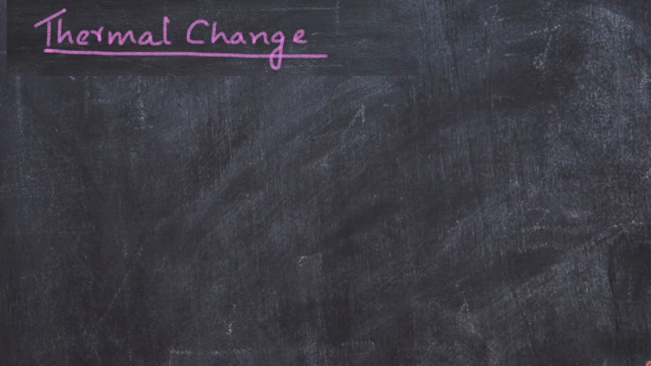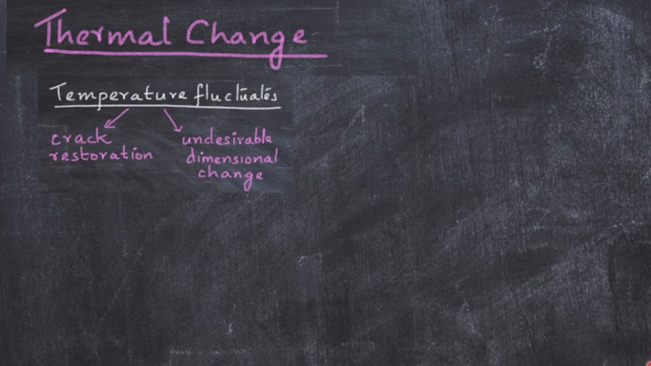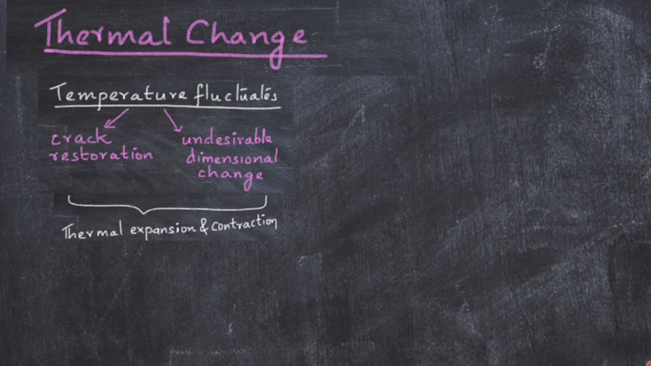Thermal changes, that is extreme hot or cold exposed to these restorative or dental materials, can also have some negative implications. Temperature fluctuations can crack the restoration or produce an undesirable dimensional change. In the previous videos, we talked about how temperature can affect the strength and other aspects of a dental material, so these properties will come into play here. Now, how does this change happen? It can be caused by thermal expansion, that is, in response to heat it is going to expand, or in response to the cold, it will undergo contraction.